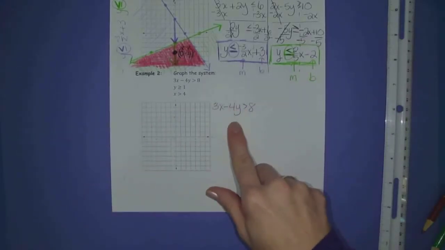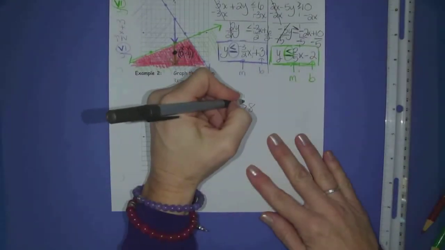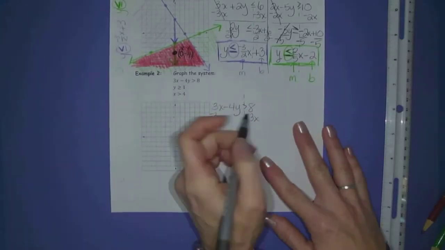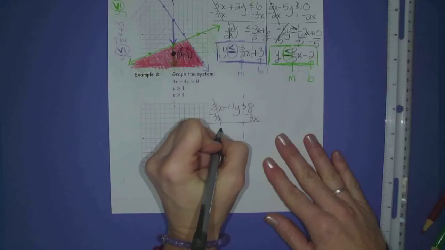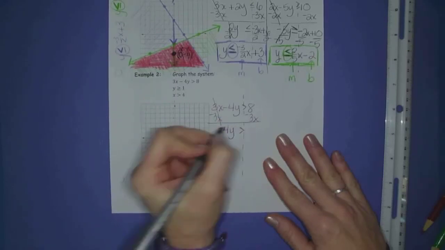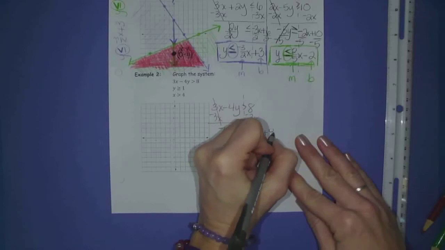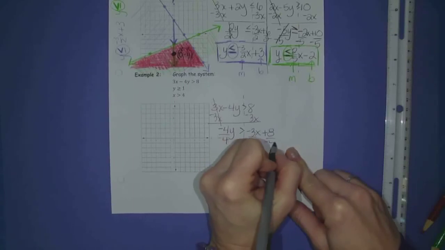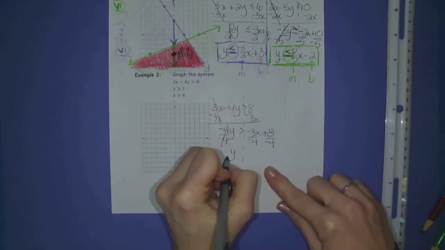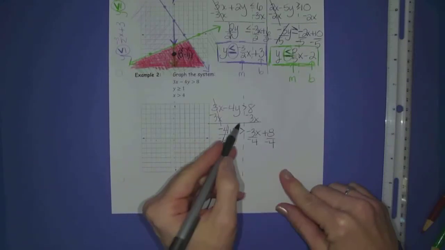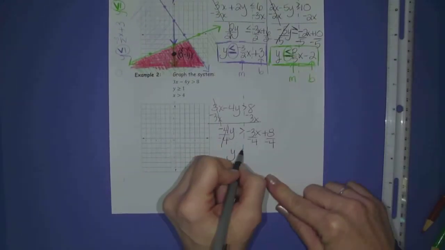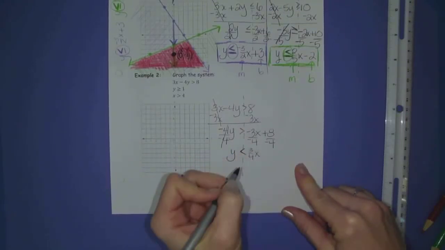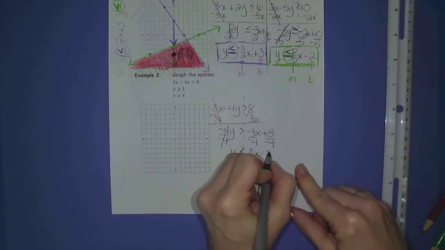So let's work on getting this into slope-intercept form. Just like before, we're going to subtract the 3x from both sides and cancel those out. Bring down the -4y greater than -3x plus 8. We're going to divide each term by -4 to isolate y. And we have to remember that when you divide by a negative, you have to flip your inequality symbol, so greater than becomes less than. The negative divided by the negative becomes positive. And then 8 divided by -4 is -2.